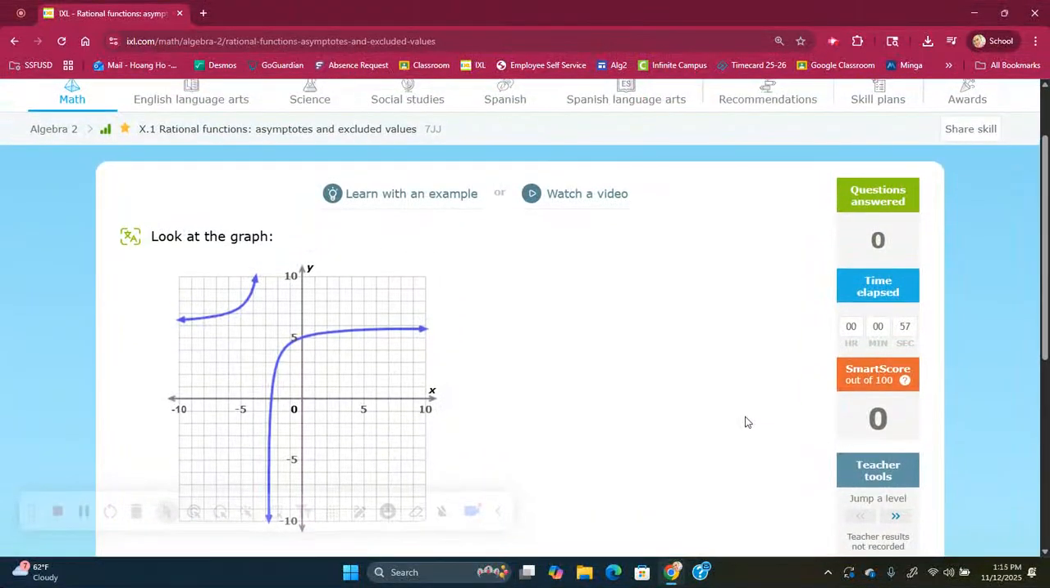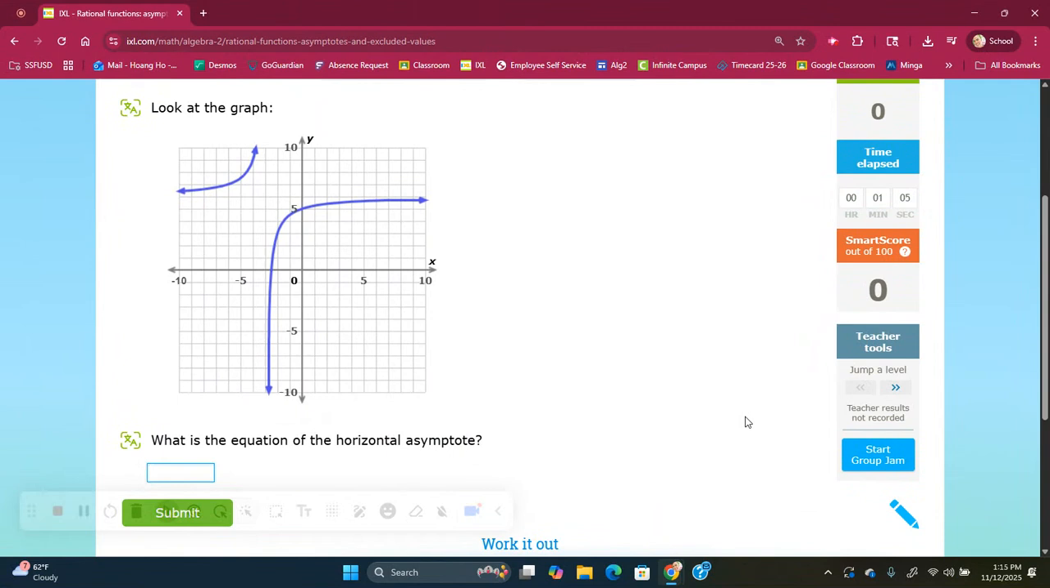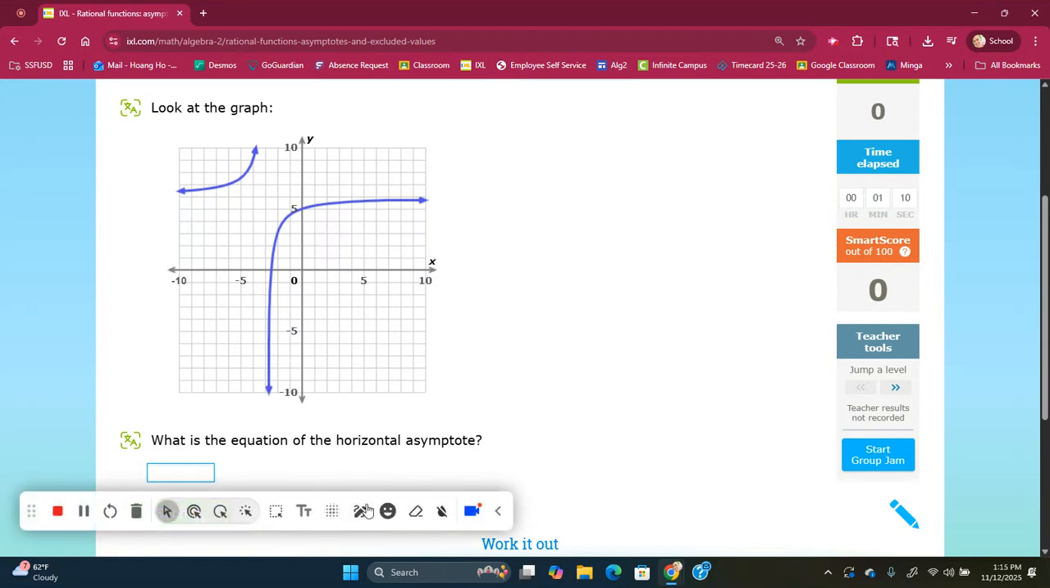Hello student, we go over rational functions, asymptotes, and excluded values. So for this problem, they ask for the horizontal asymptote.